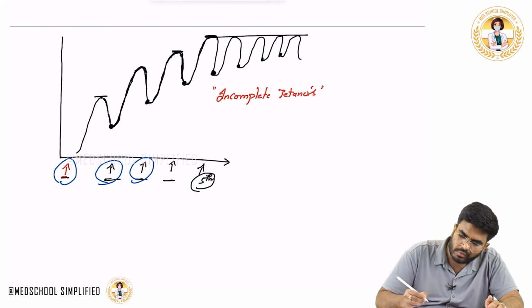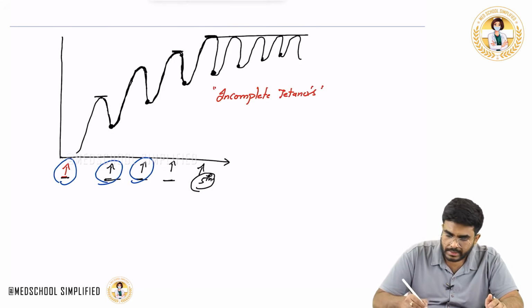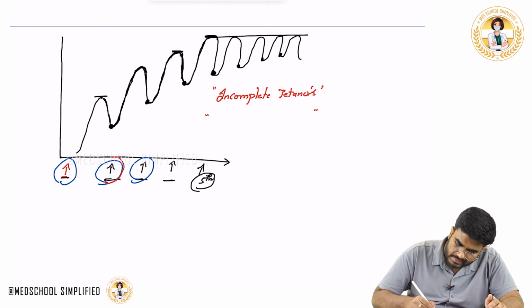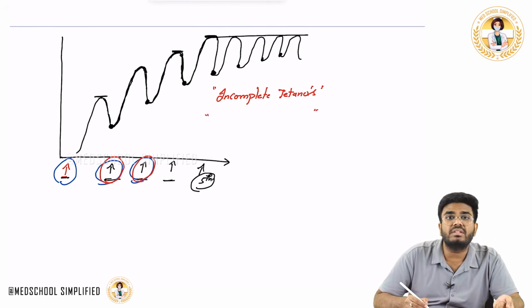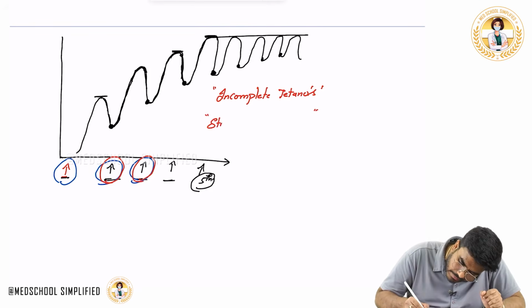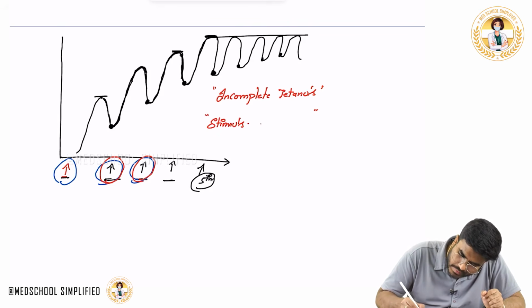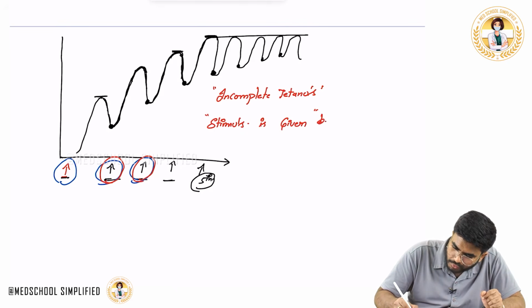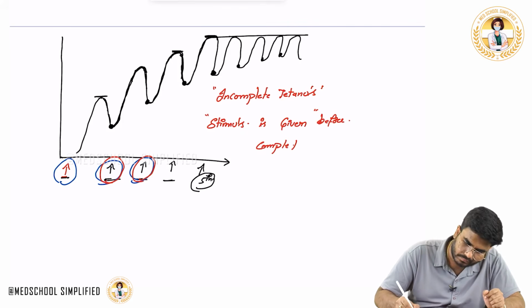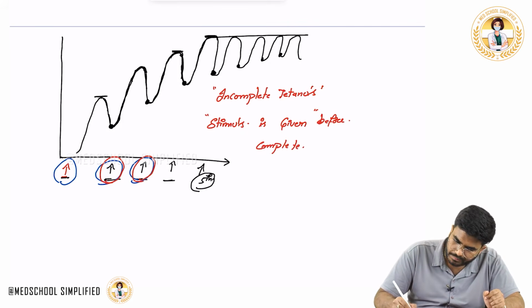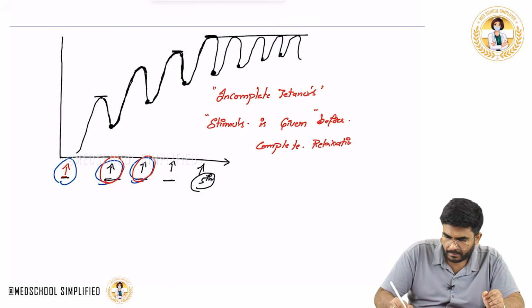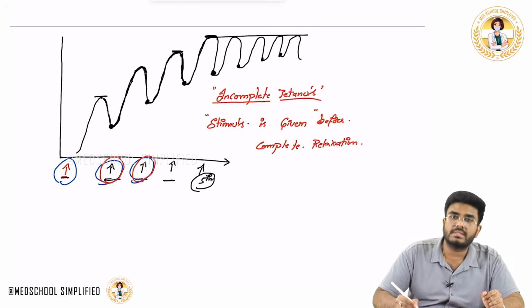Incomplete tetanus. The point which I want you to know is, see here, you are giving stimulus even before the relaxation. The stimulus is given before complete relaxation. Okay, before complete relaxation. This is called incomplete tetanus.